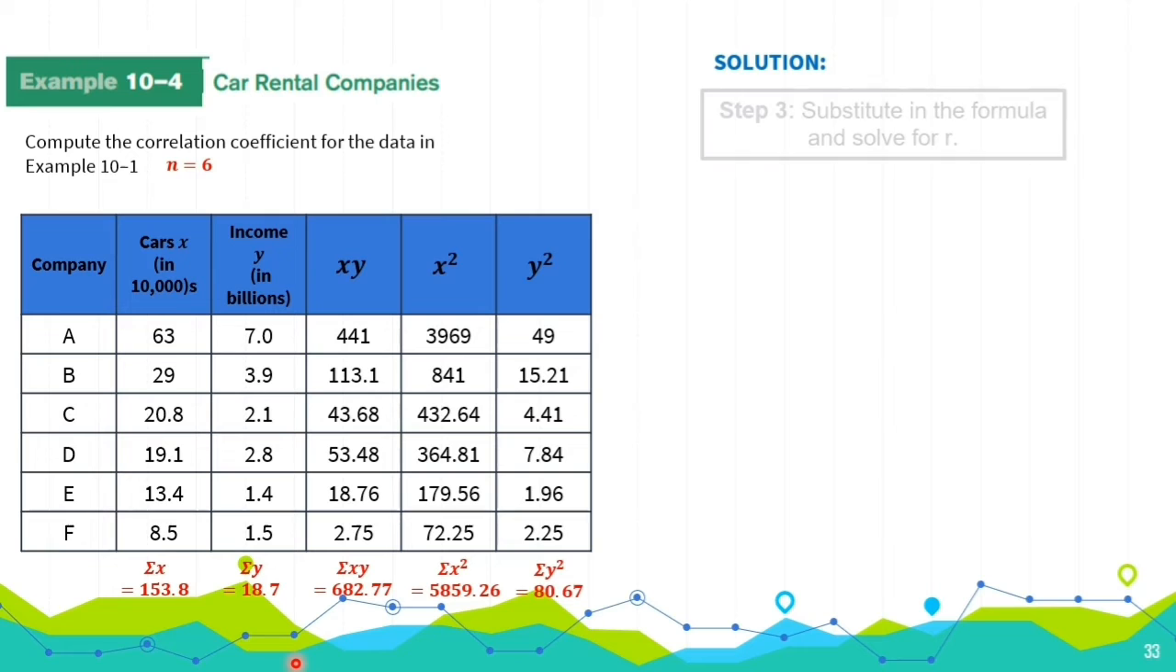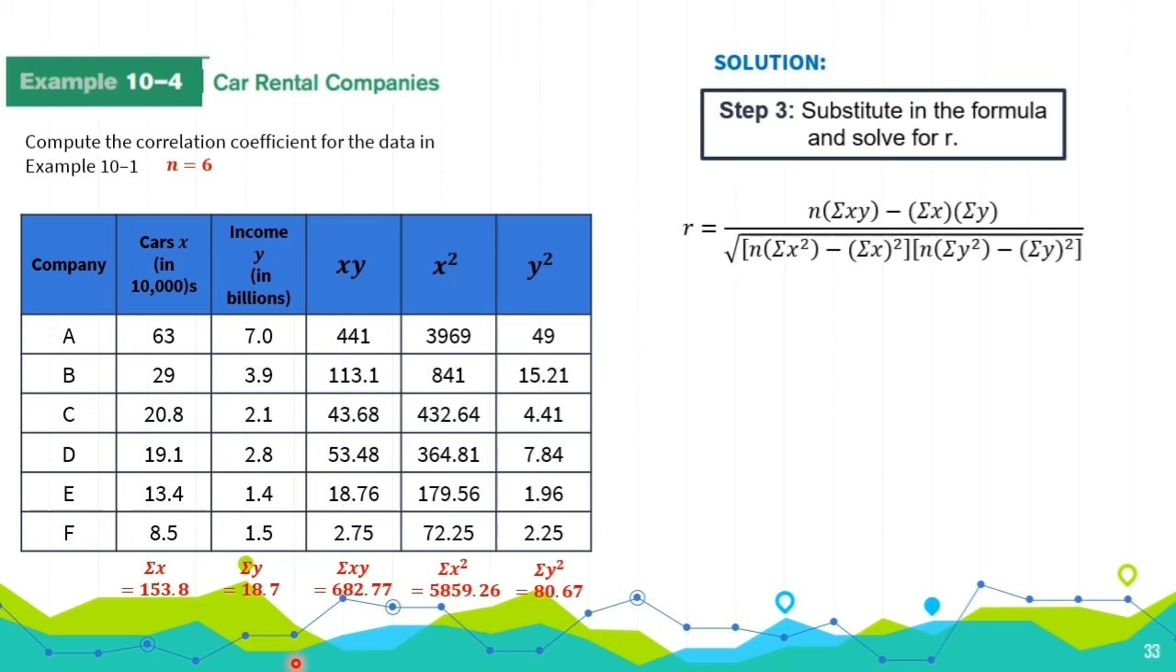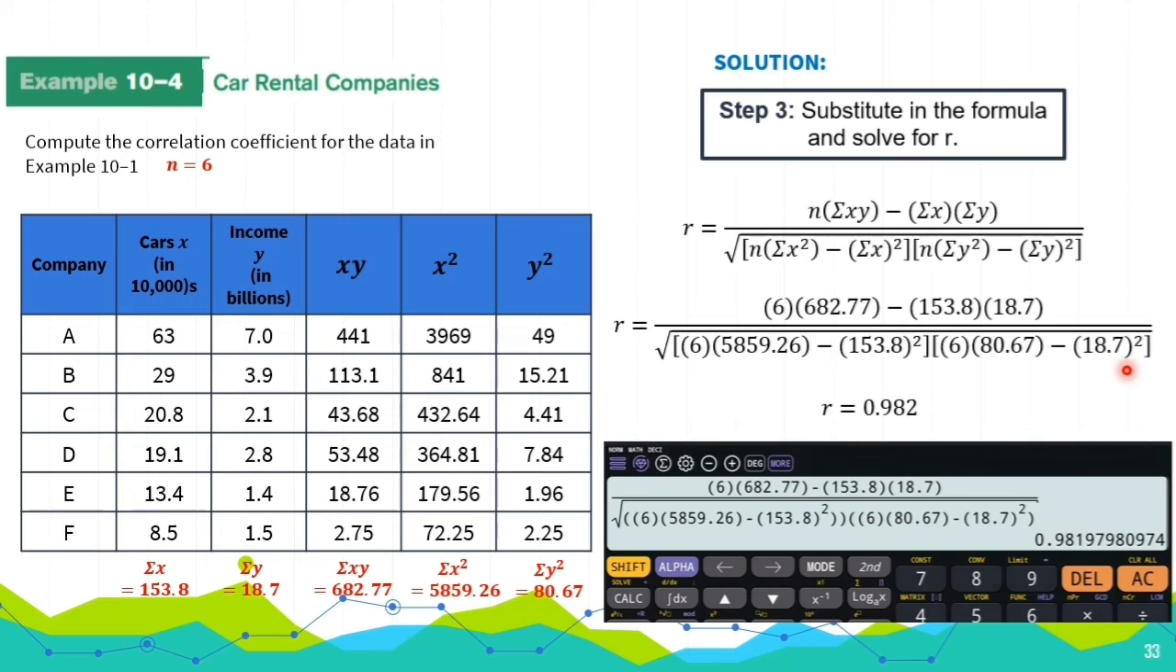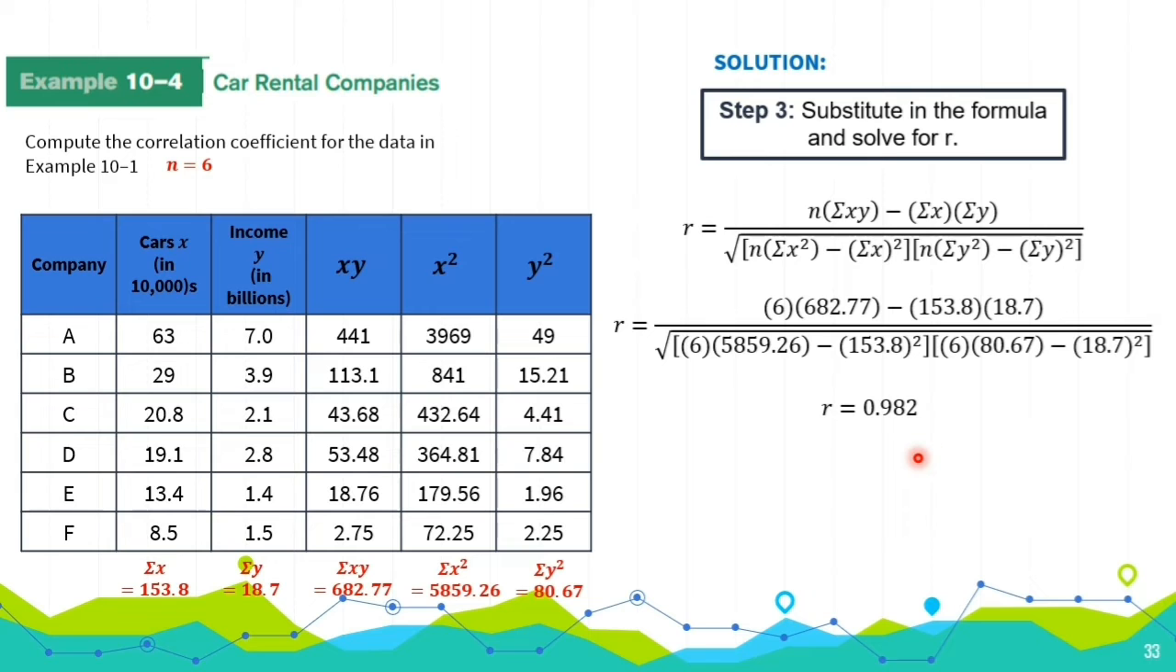For our step 3, substitute in the formula and solve for r. Using the formula for the correlation coefficient r, we have 6 multiplied to 682.77 minus 153.8 multiplied to 18.7 divided by square root of 6 times 5,859.26 minus 153.8 squared multiplied to 6 times 80.67 minus 18.7 squared. And using the calculator and applying the rounding rule, we need to round the value of r to 3 decimal places. So our r is equal to 0.982.